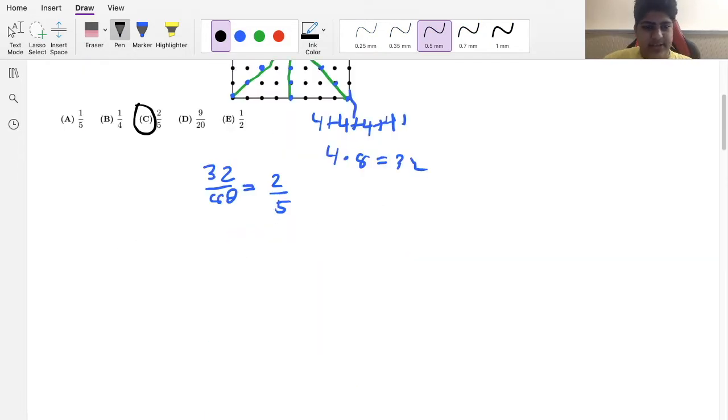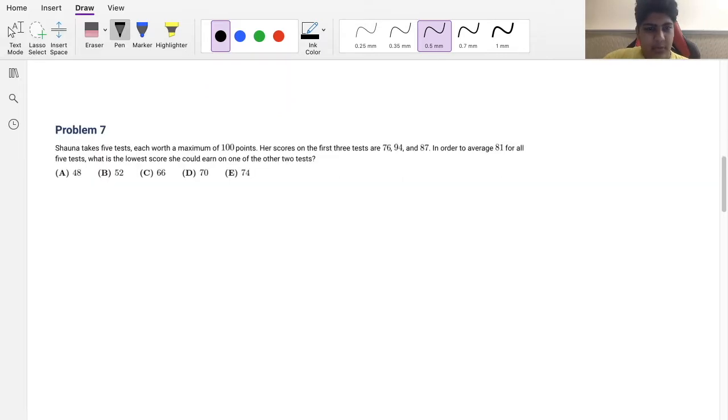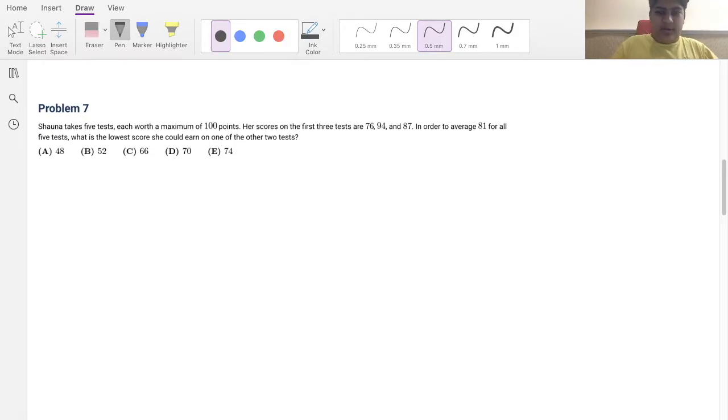Shauna takes 5 tests, each worth a maximum of 100 points. Her scores on the first 3 tests are 76, 94, and 87. In order to average 81 for all 5 tests, what is the lowest score she could earn on one of the other 2 tests? Now, we're going to solve this problem.